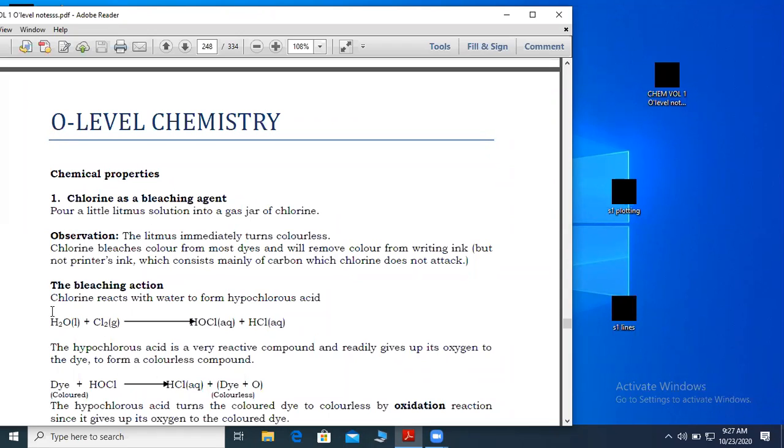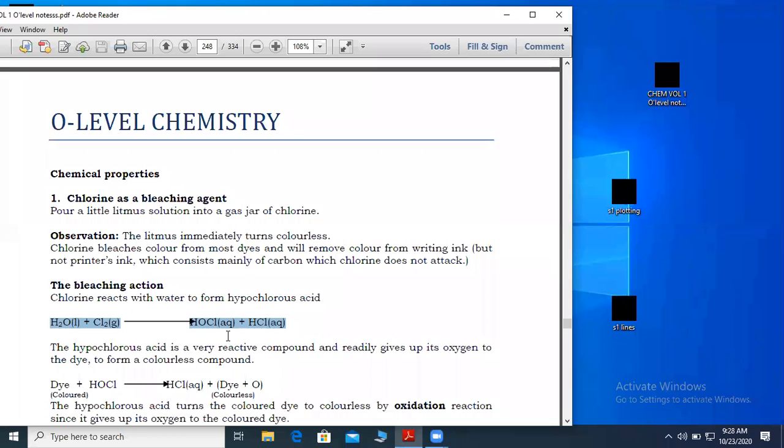So the first thing that happens when you are washing is that the chlorine first reacts with water to form hypochlorous acid. So when I ask you to describe the bleaching effect of chlorine, you first write this equation: chlorine plus water forming hydrochloric acid plus hypochlorous acid. The hypochlorous acid is a very reactive compound and readily gives up its oxygen to the dye.